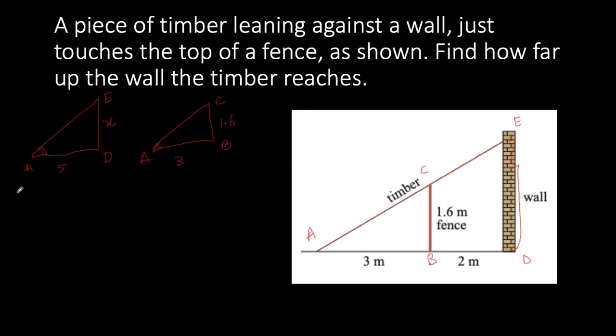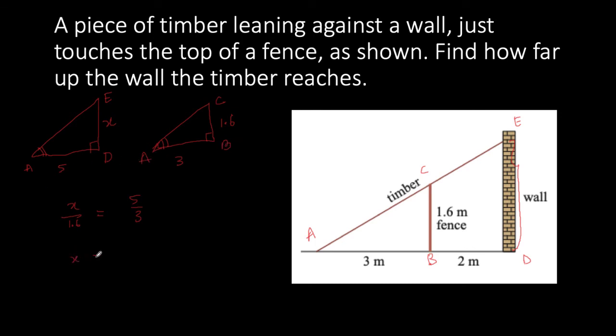Why? This angle is common. Now this angle is 90 degrees because these are perpendicular to the ground. The wall is also perpendicular to the ground and the fence is also perpendicular to the ground. Okay, now these two triangles are similar, meaning the ratio of their sides would be in proportion. Now I can write X over 1.6 is equal to 5 over 3. Yes or no? This side ED over BC equals AD over AB.